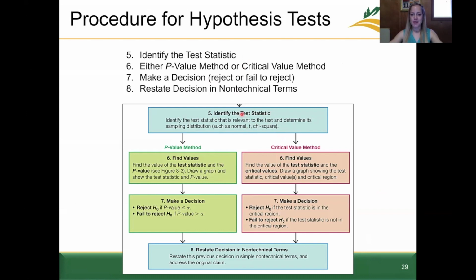Now, to remind you about the procedure for hypothesis test, we're still in step 6. In both branches of step 6, we're going to find the test statistic, which we've done so far. Now, for example, we found that value for z. Then we can either find the p-value, or we can go this route and look at the critical values. I wanted to first remind you of this broader picture of the steps before we continue on with step 6.